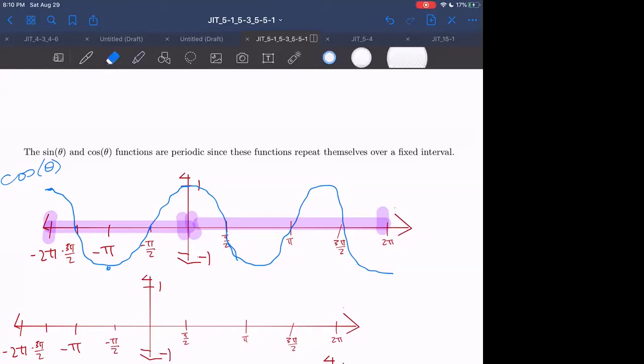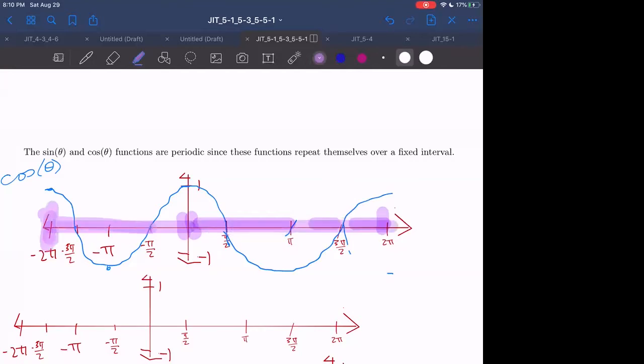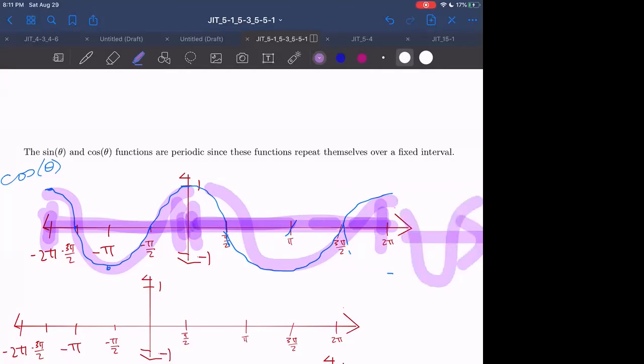I misdrew that. That's what I get for trying to draw it zoomed in. From negative 2 pi to 0, and from 0 to positive 2 pi is the same basic shape of the graph. If I were to draw it out to 4 pi, it'd be the same shape again.